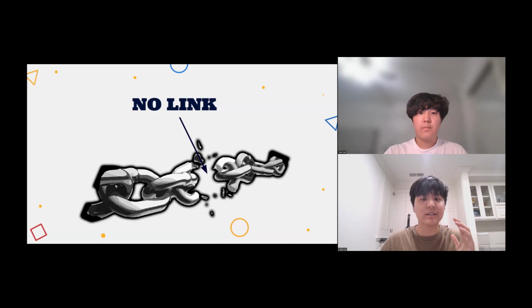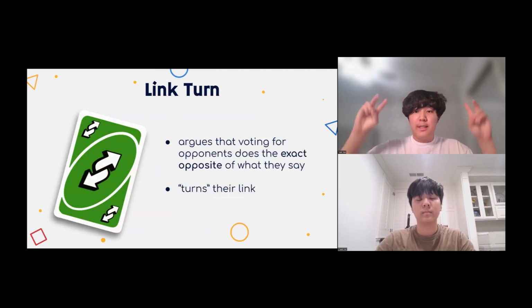Going back to the carbon tax example, a no link could say that a carbon tax would be ineffective at changing the behavior of large corporations because the tax is simply too small, so it would be simply ignored by these trillion-dollar corporations. The next argument you can make is a link turn.